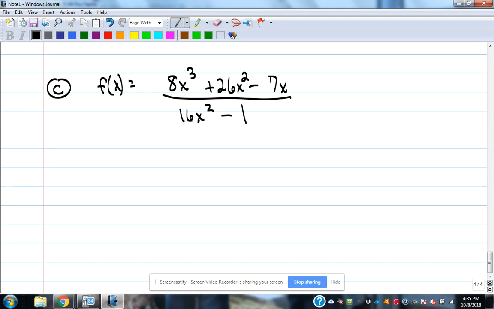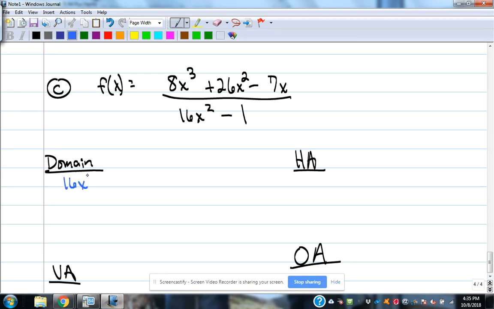Now, all right. Again, we're going to find the same things. We're going to go domain, vertical asymptotes, horizontal asymptotes, oblique asymptotes, if either of those exist. Okay. So let's get the domain. How do we do that? Denominator equal to 0. So we got 4x plus 1, 4x minus 1, because that's the difference of squares. And then set those equal to 0.